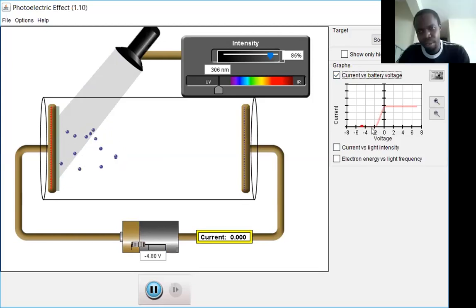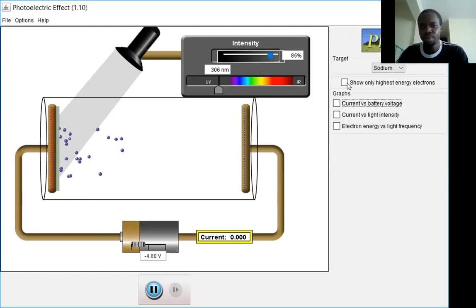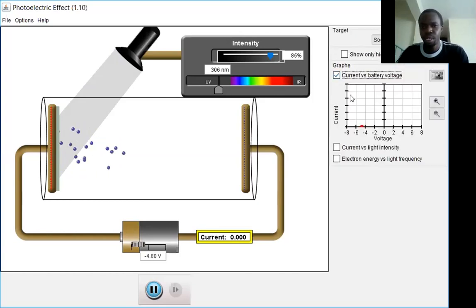At first, as you increase the voltage, say from this value -2 to 0, from whatever we have displayed on the graph, there is an increase of current until it reaches a constant value. After that point, it's constant throughout. That was for sodium.